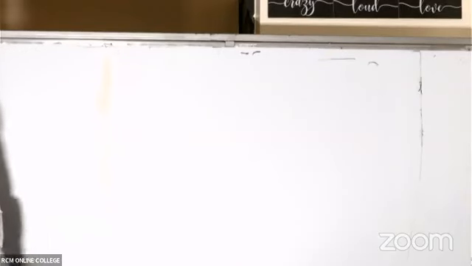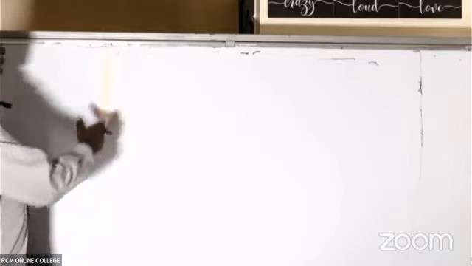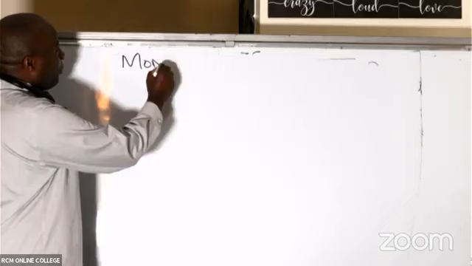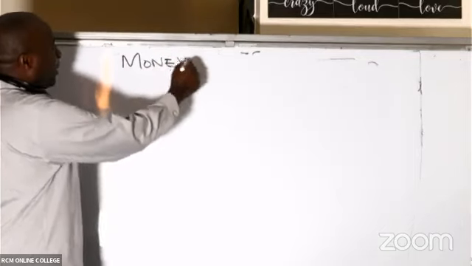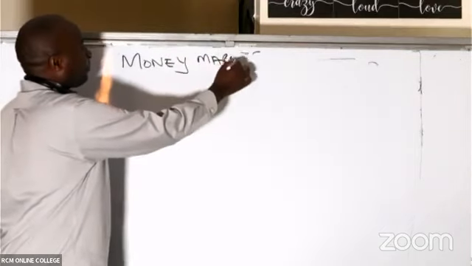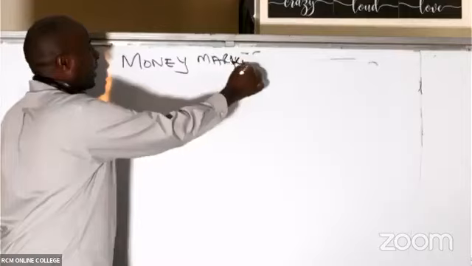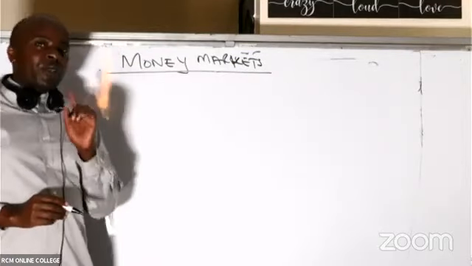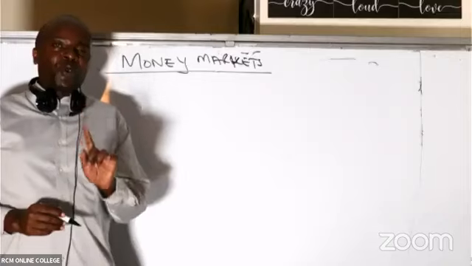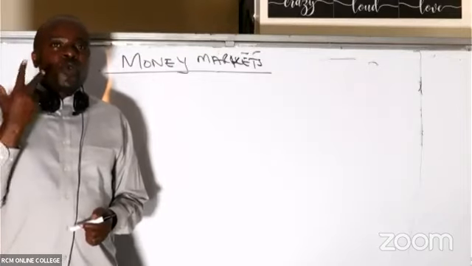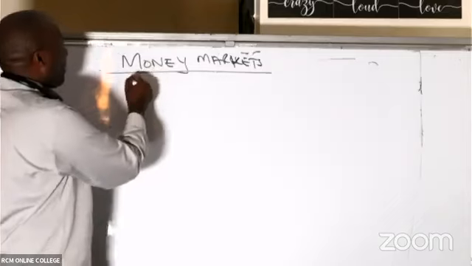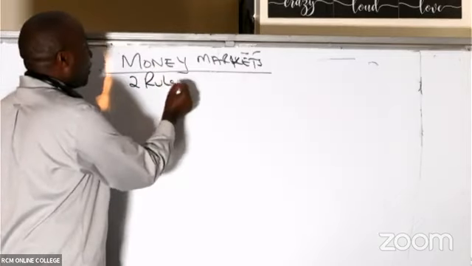All right, ladies and gentlemen, in this case here, we are looking at what we call the famous money markets. I don't know whether we'll be able to avoid this in our exams. Money markets. So the most important thing you're supposed to know, everybody should be able to know this, is that we have two rules under money markets. Which rules are these?